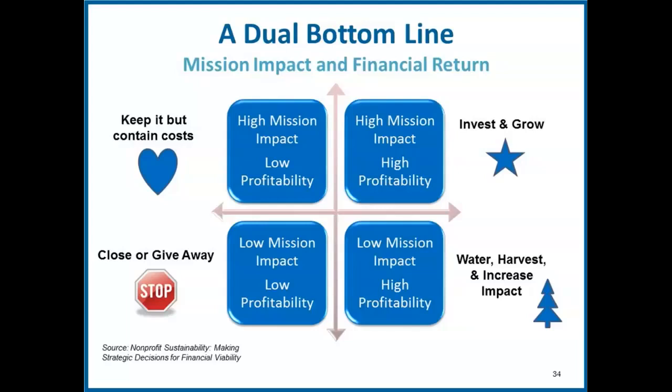on that. So as you can see from this matrix here, there's this high mission impact but low profitability. So you might want to keep that because it has that high mission impact, but make sure you contain those costs because it's not really making that much of a sustainable impact on your agency.